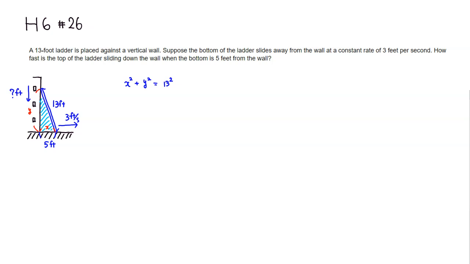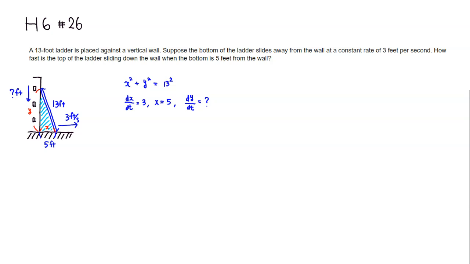Then, what is 3 feet per second? This is the rate of change of x with respect to time. So we know that dx over dt is equal to 3. And also x is given to be 5, so x is equal to 5. And what we want to find is how fast y is changing. So we are looking for dy over dt.